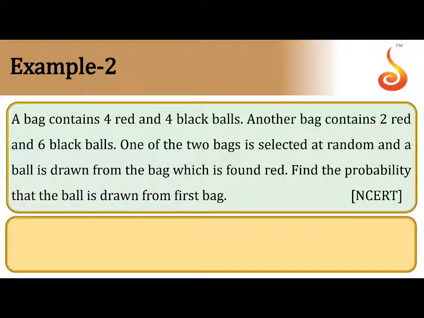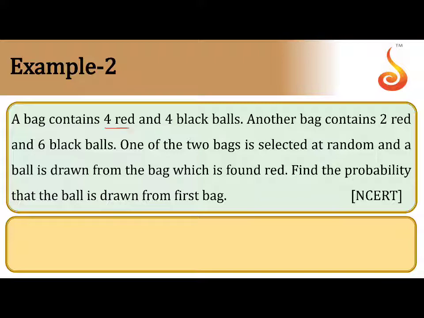A bag contains 4 red and 4 black balls. Another bag contains 2 red and 6 black balls. One of the two bags is selected at random and a ball is drawn from the bag, which is found to be red. Find the probability that the ball is drawn from bag A.